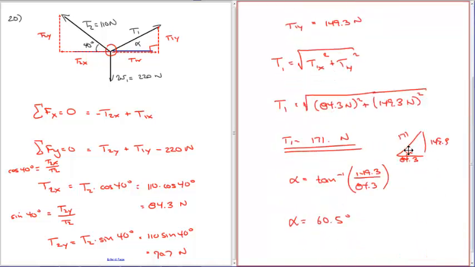I chose to use the tangent because that's opposite over adjacent, but it would just have been easy to use the sine or the cosine, depending on which one you want to use, and you would still end up with the same answer. If it was a sine, you'd use the inverse sine of this divided by that. If it's a cosine, we'd do the inverse cosine of this divided by that, and then every time you get 60.5 degrees.